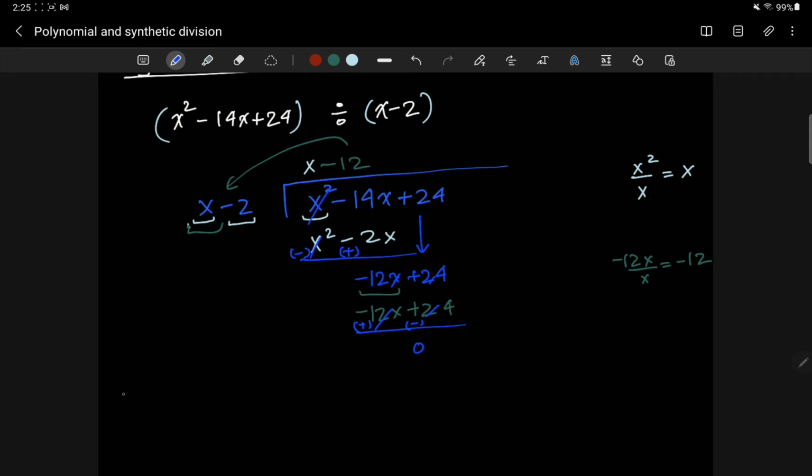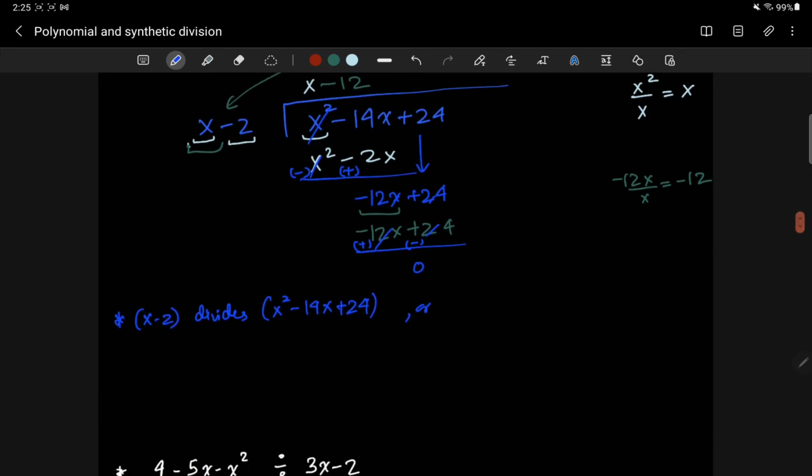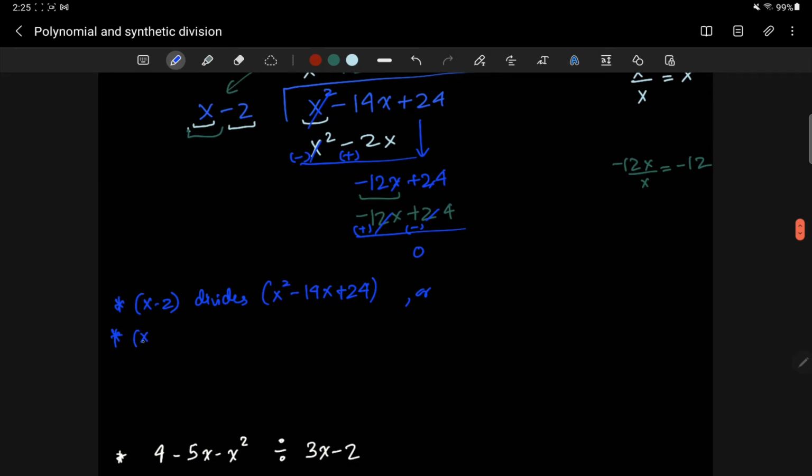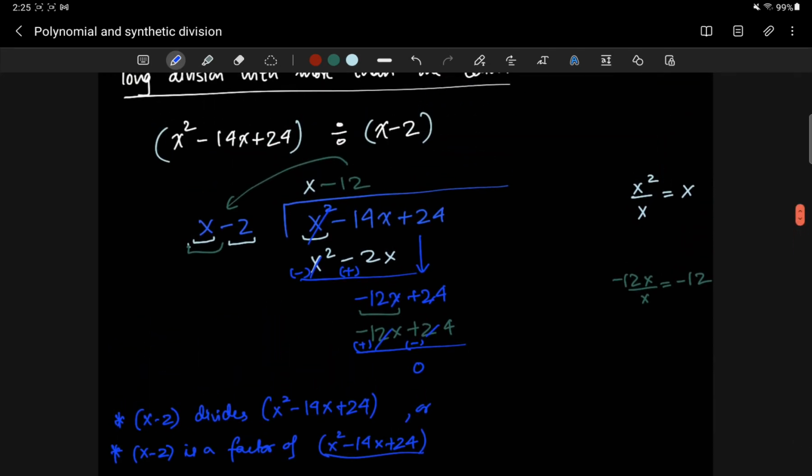This means that x minus 2 divides x squared minus 14x plus 24, or it means that x minus 2 is a factor of x squared minus 14x plus 24. You can actually even verify by factoring this polynomial using the split the middle term method, and one of the factors should come out to be x minus 2.